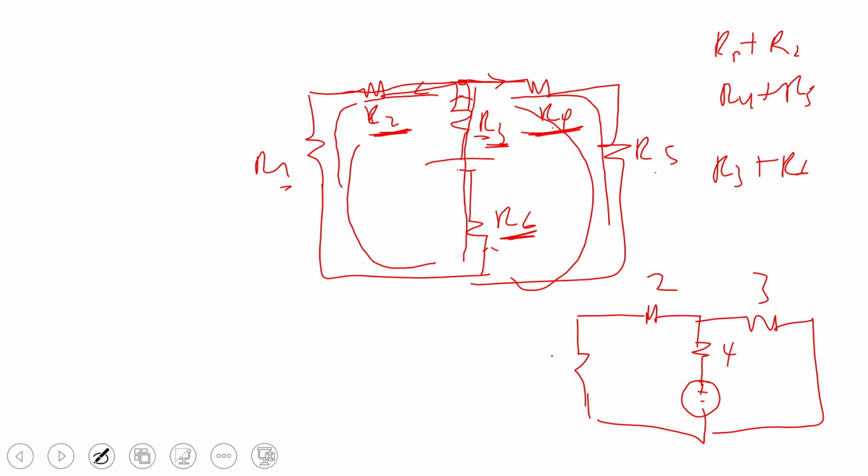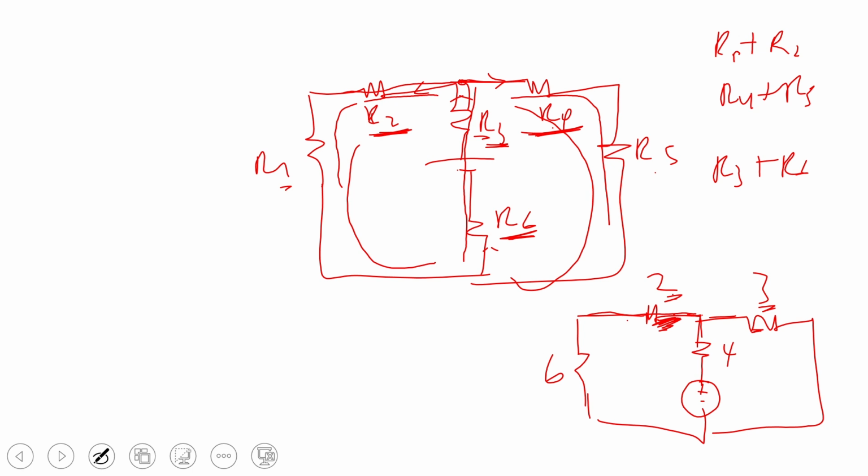2, 3, 4, and 6. And I want to check if these 2 and these 3 are in series. Realize that the current that will pass through, don't worry about where it's coming from, the one that passed through the 2 ohm, when it gets to this place, it will split. So it's not the same one that passed through 2 that passes through 3. So 2 and 3 are not in series.